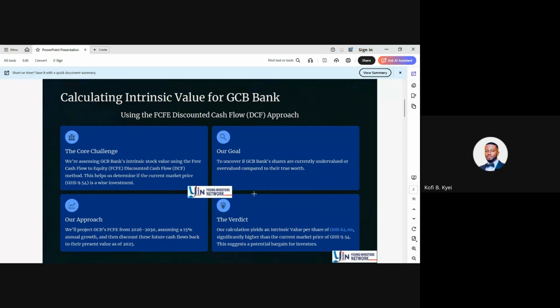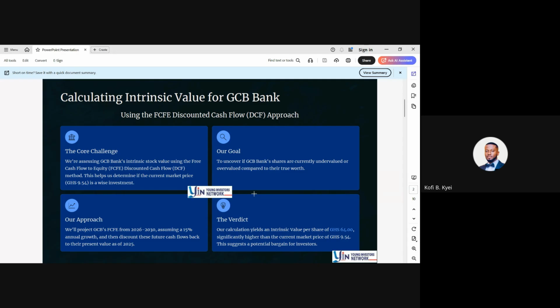Free cash flow to equity, FCFE, is the cash component of what is available to the company. So the core challenge: we are assessing GCB's intrinsic value using the free cash flow to equity. Free cash flow that is entitled to shareholders. Equity is shareholders.